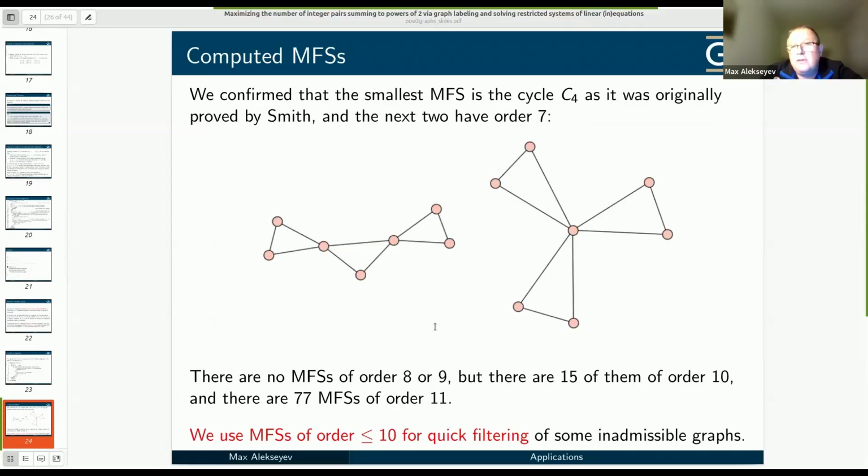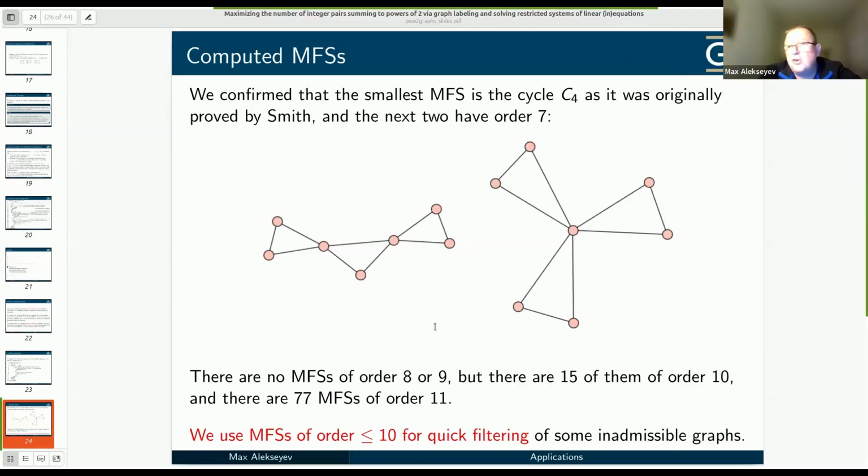Here is an example of the next MFS after C4. There are no other MFS of order 4 besides C4. There are no MFS of order 6, and the next order for which we have MFS is 7. For order 7, these two graphs are the minimal forbidden subgraphs. Then there are no MFS of order 8 or 9. There are 15 MFS of order 10. Then there are 77 MFS of order 11.